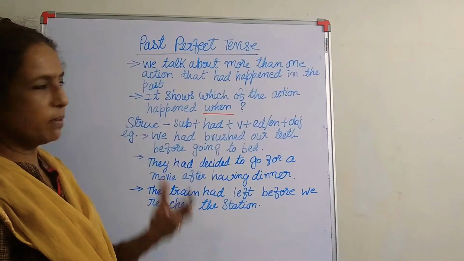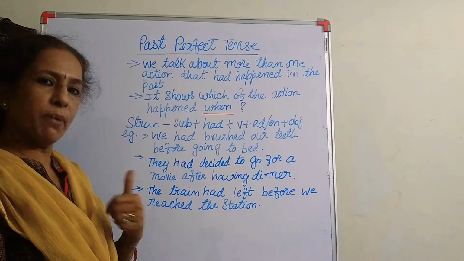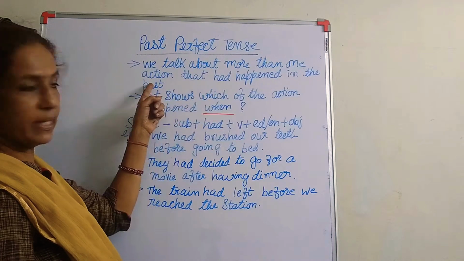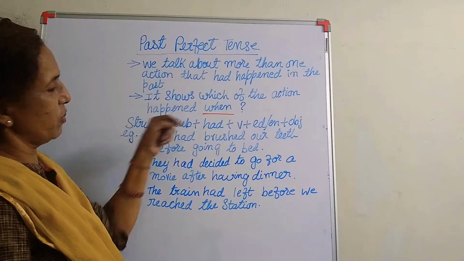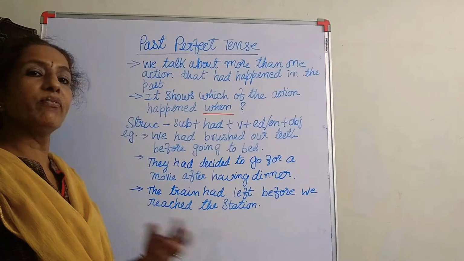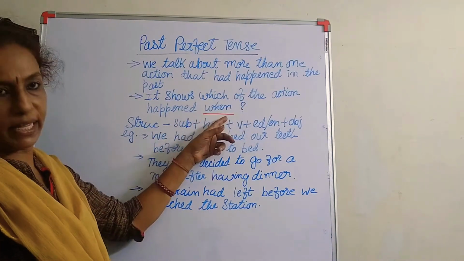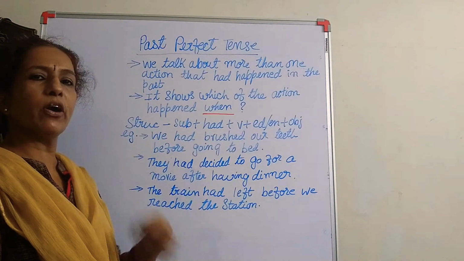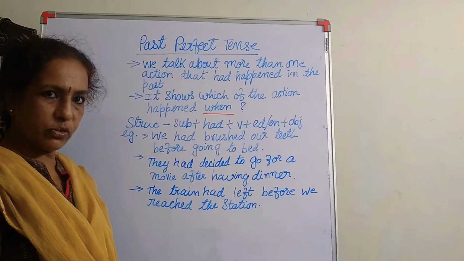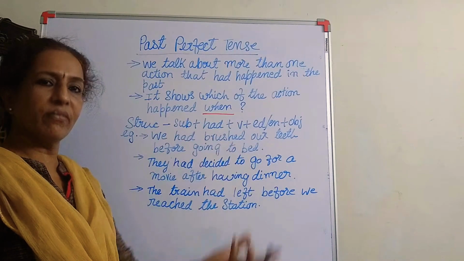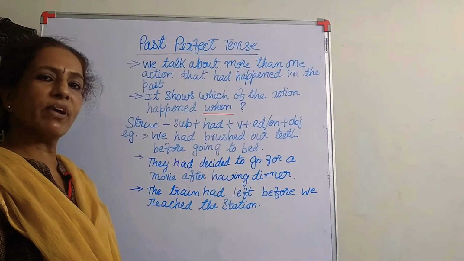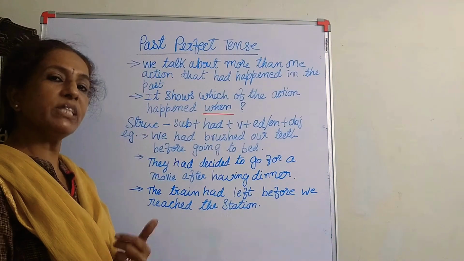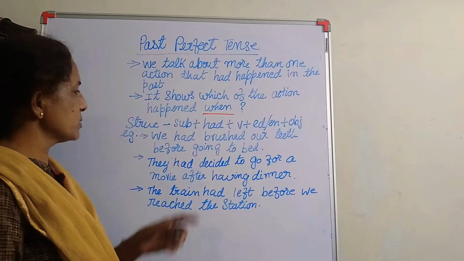I would simplify. This tense, that is past perfect tense, tells us about more than one action which has taken place in the past. At the same time, it shows when which action has taken place. This is what the tense does. Are you getting me? For example, you combed your hair and then went to school. You took your bag and then went to school. You had your breakfast and then went to school. So this tense shows us which action has taken place when.